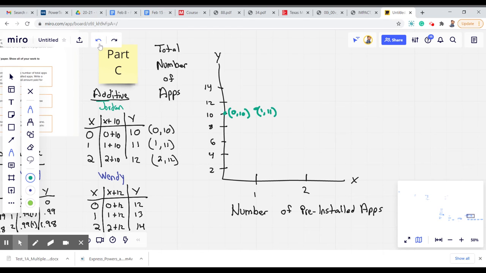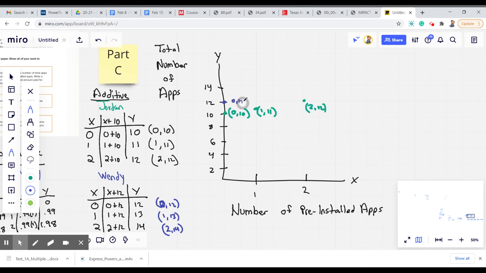Okay, and then let's do Wendy. And this was (2, 12). Let's just use this one for Wendy. So (0, 12) will be my first one, (1, 13), and then (2, 14). So (0, 12) would be right here. We wouldn't run any on our x, but we would jump up 12.